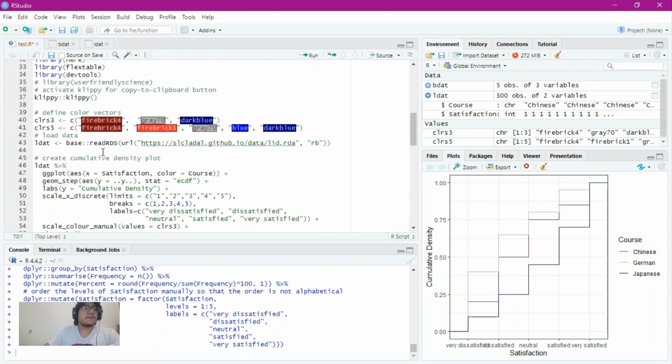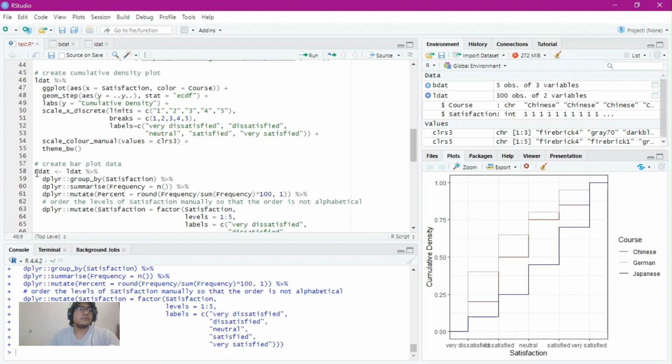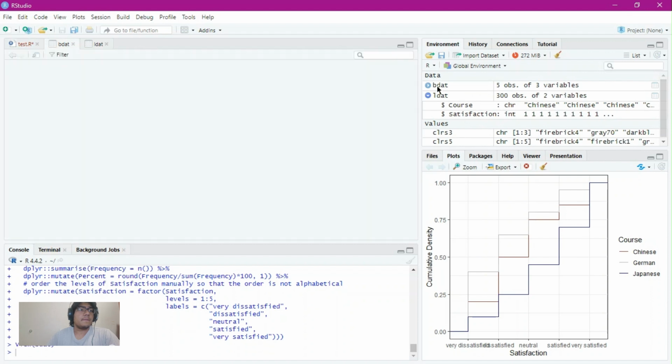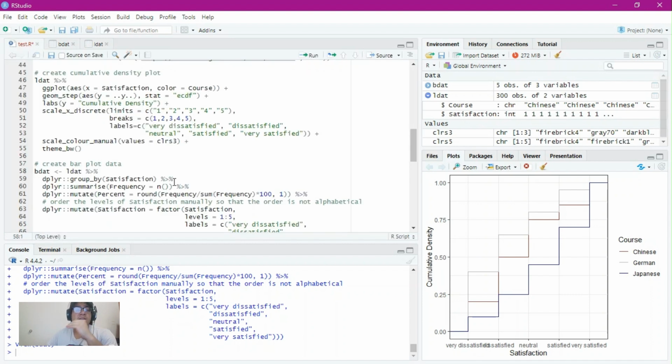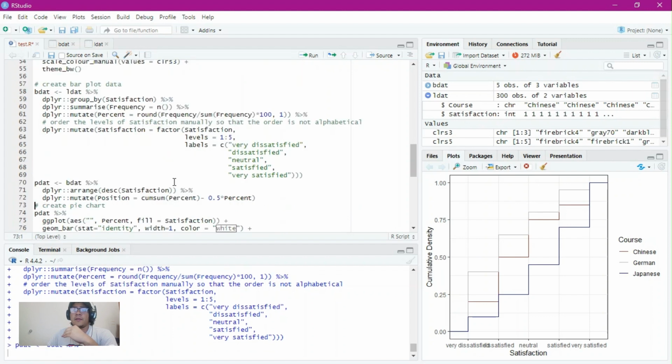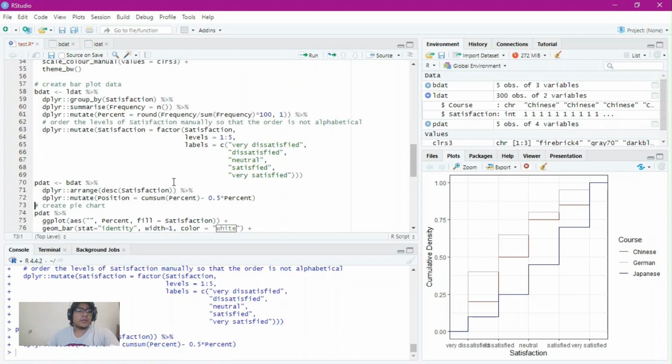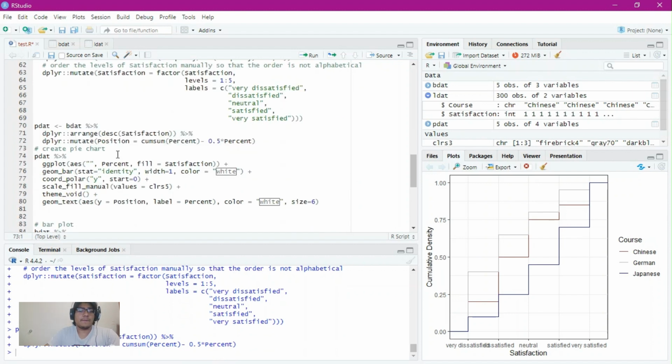with a pie chart like this. We generate another table of data called name B data, with satisfaction, frequency, and percent. Percent is important for the tag of the pie charts, and we can generate that with this code.